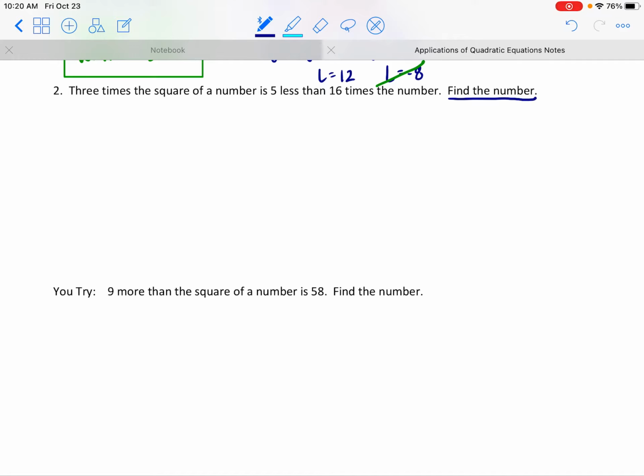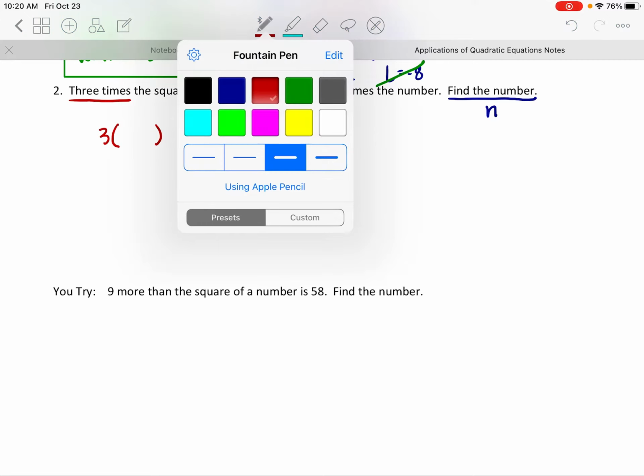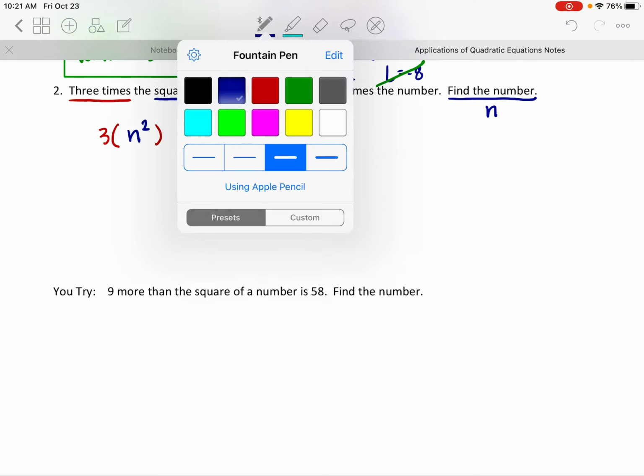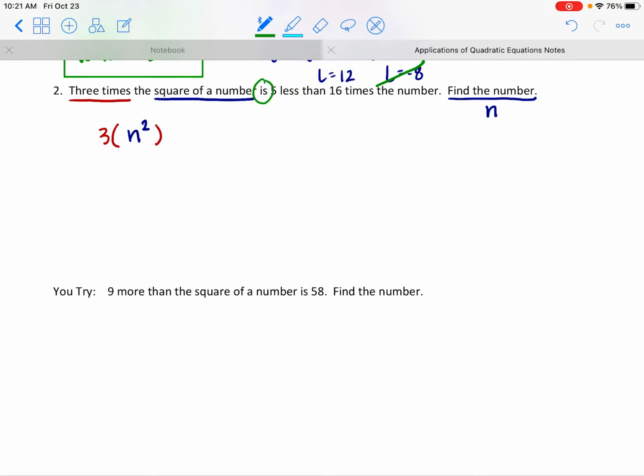What do you want to call the number? I'm going to call it n for number. If you want to use x for some other variable, totally fine. All we have to do is translate what we're given here. So first it says 3 times. 3 times means 3 is going to be multiplied by something. So I'm going to put 3 and then my parentheses because I'm going to multiply that 3 by something. Now what am I multiplying it by? Well, it says 3 times the square of a number. So we called the number n. The square of the number would be n squared. And then it says is our equal sign.